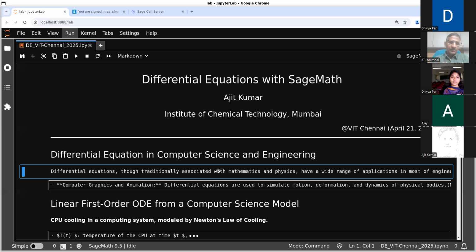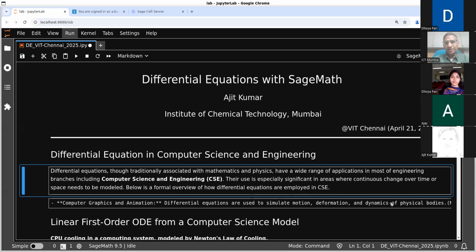As you know, differential equation is a very, very important subject, especially in physics, engineering, and any technology, right? Basically, it is used for modeling a lot of systems. Whenever you want to model some system, differential equations are very important. And even in computer science engineering, which all of you are doing, differential equations are quite useful.